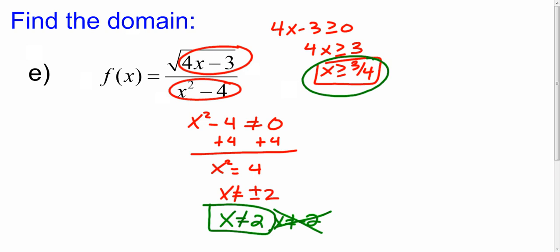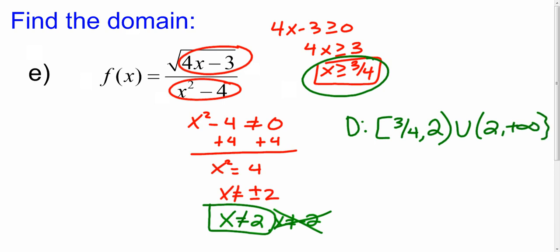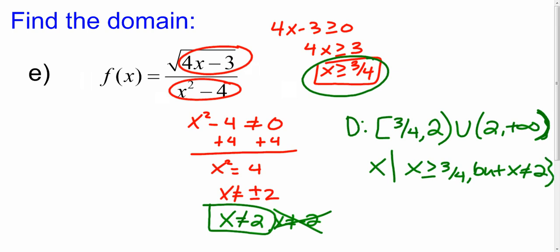I know that I have to have numbers that are greater than or equal to 3/4, but it can't be 2. Okay, so it's going to look something like this. Your domain will be from 3/4 until really close to 2, because it can't be exactly 2, and then from 2 to infinity. Okay? So I don't know why I did a fuzzy line there, but a bracket. If you wanted to write it in set notation, you could write it in set notation, and it would be something like this. X is greater than or equal to 3/4, but X is not 2. Okay, so if you want to write it like that, you can do that too.